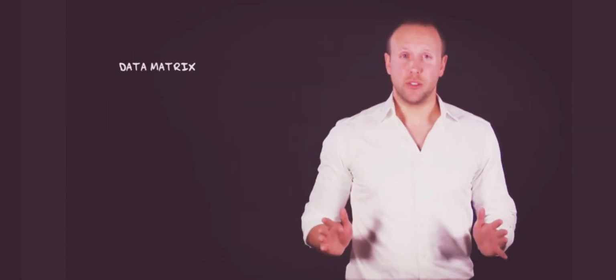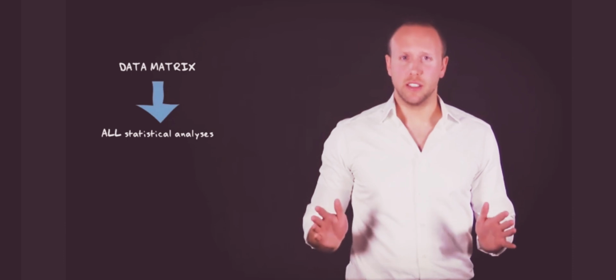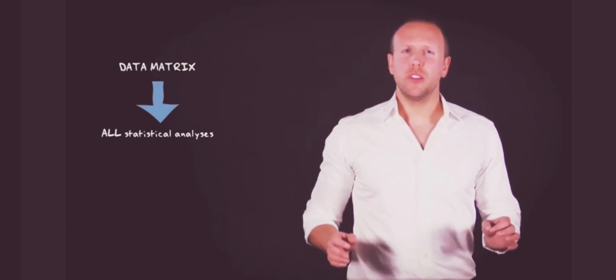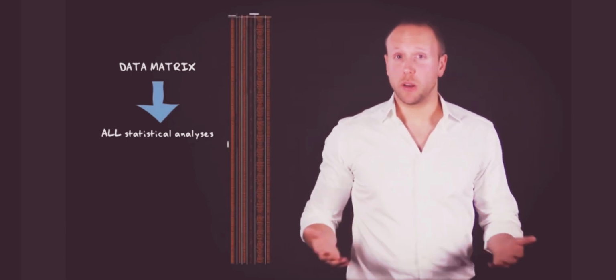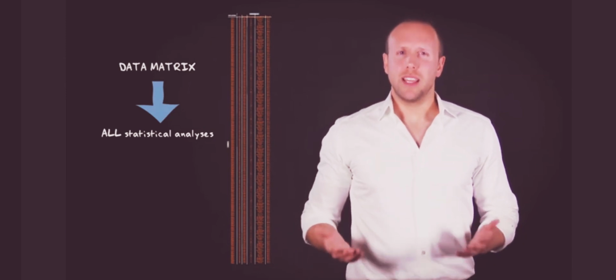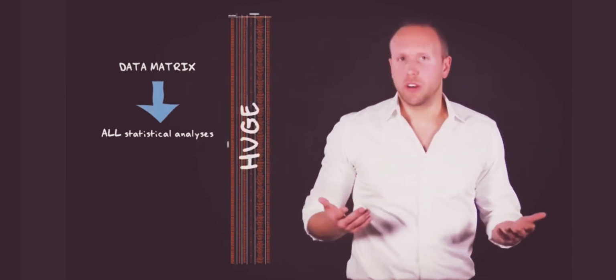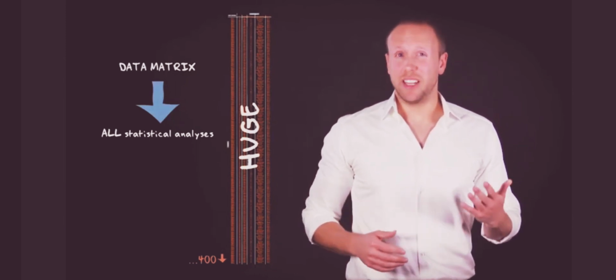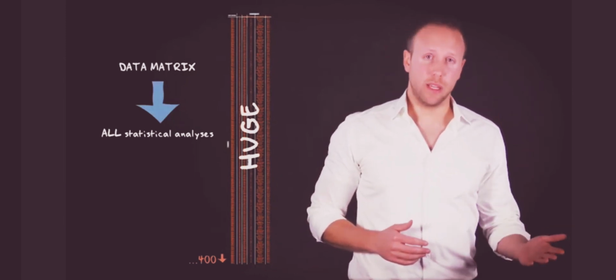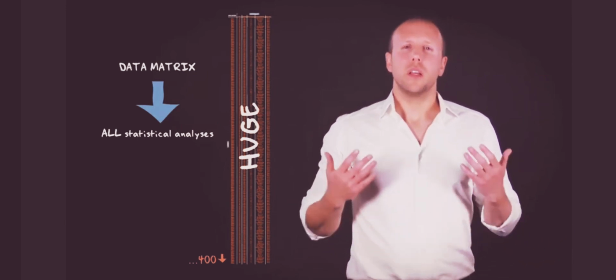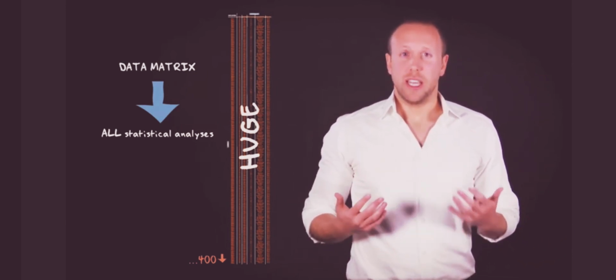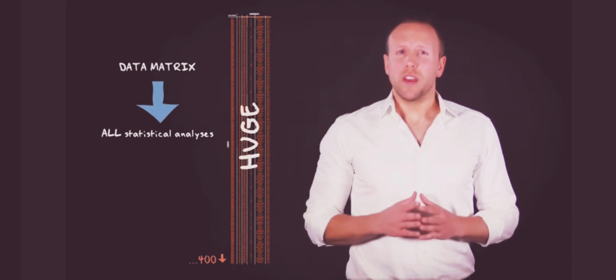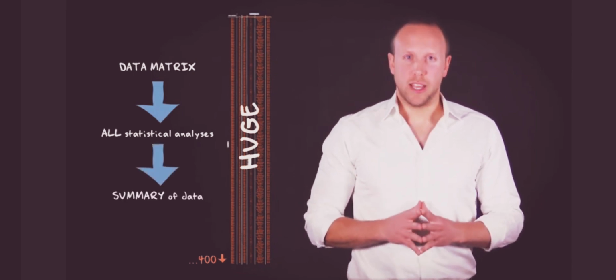You need the data matrix for all your statistical analyses. However, you usually do not present your complete data matrix to other people. The reason is that a data matrix is often huge. In our case, we have 400 rows, and that doesn't give a clear overview of the statistical information contained within the data matrix. When we present the information in our data matrix to others, we therefore often make use of summaries of data in the forms of tables and graphs.